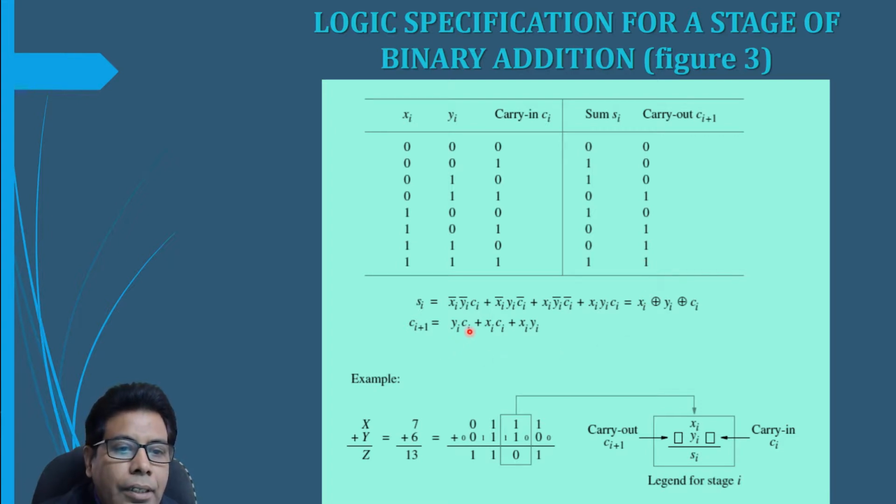So here is the logic expression for this. Whenever we are getting ones, they are put in the logic expression. If we simplify this using Boolean algebra, we get xi XOR yi XOR ci. That is what you will study in digital electronics, the details. Then for carry, we get the expression yi ci plus xi ci plus xi yi. That is nothing but AND operations which are added. So AND and OR gates will be able to represent that.